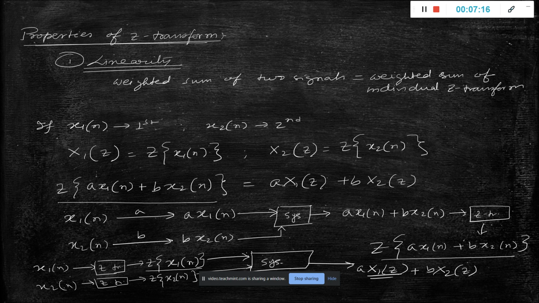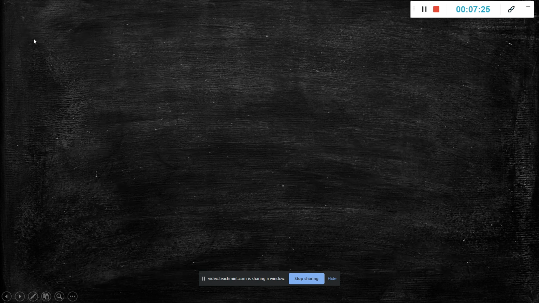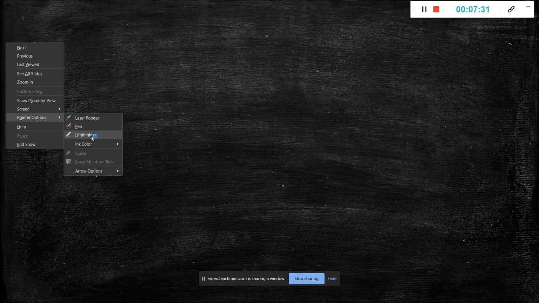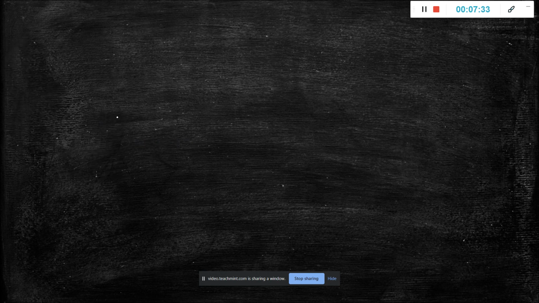So linearity is one of the properties of the Z transform. So we will check this. Proof of the linearity property of the Z transform.